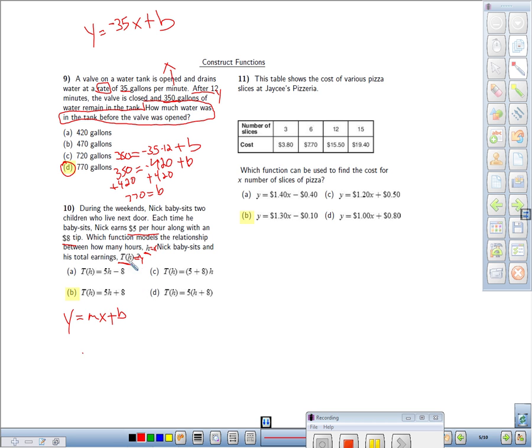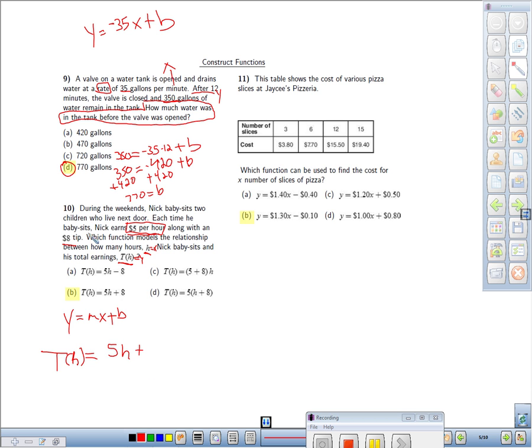And let's substitute some things. We said for our y, we're using T of H. So let's substitute that. And we said instead of our x, we were going to use h. So we need to figure out the rate and the starting amount. Well, let's look back at the problem. It says that Nick will earn $5 per hour. That is a rate. So 5h.